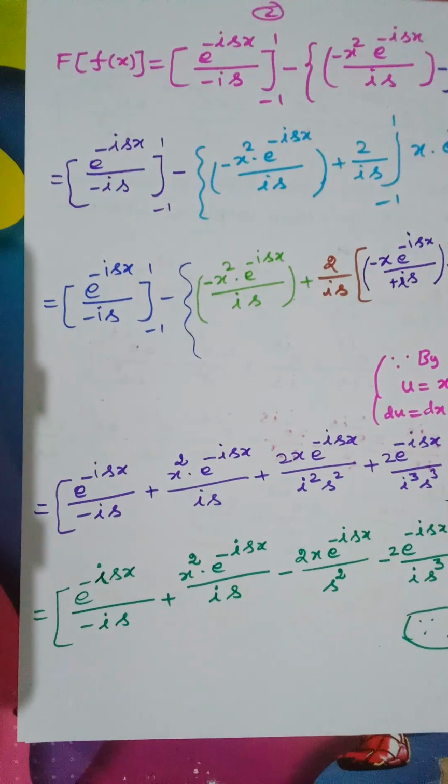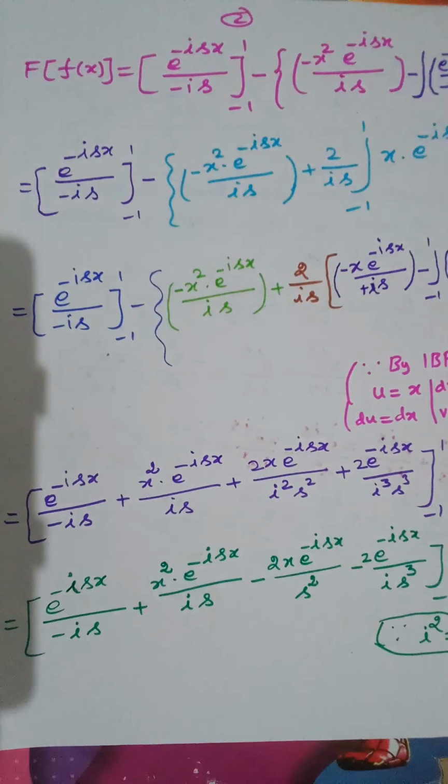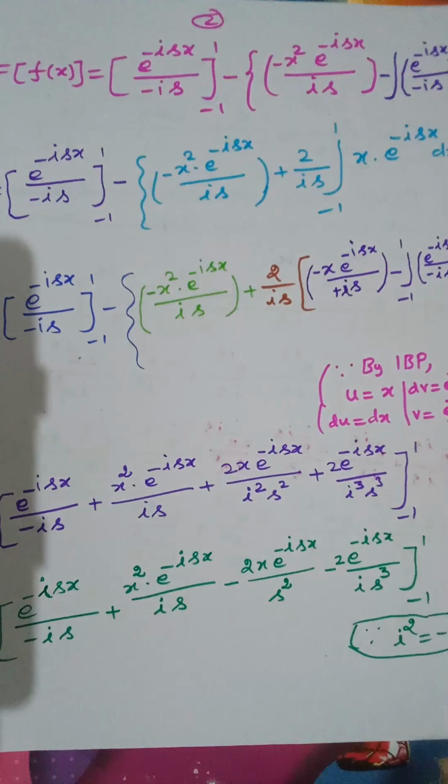e power minus isx by minus is from minus 1 to plus 1, and then I have written in green. Okay, so that is also right as it is, minus x squared e power minus isx by is. From the second we have applied the changes. 2 by is, the common part of the last two terms. So minus x into uv, that is uv. So minus x e power minus isx by minus is, minus integral from minus 1 to plus 1 of e power minus isx by minus is into dx, isn't it?